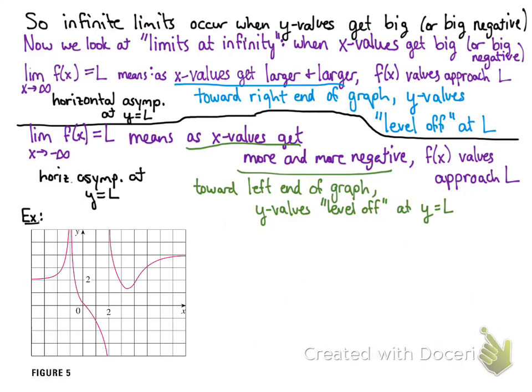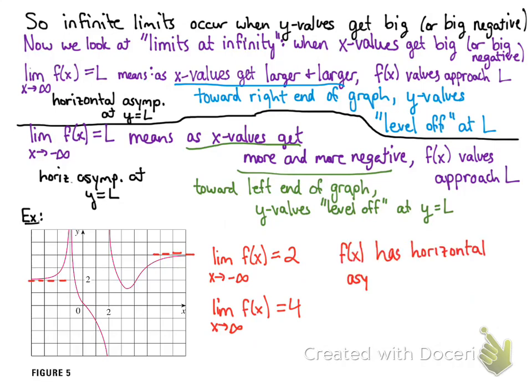So here's our same function from before. We already know it's got some vertical asymptotes and some infinite limits, but it's also got some limits at infinity. As x approaches negative infinity over on the left, we see the y values sort of leveling off at y equals 2, and as x approaches positive infinity over on the right, the y values sort of level off at y equals 4. So the limit as x approaches negative infinity is 2, and the limit as x approaches positive infinity is 4. That means this graph has two horizontal asymptotes. y equals 2 is one of them, and y equals 4 is the other one.